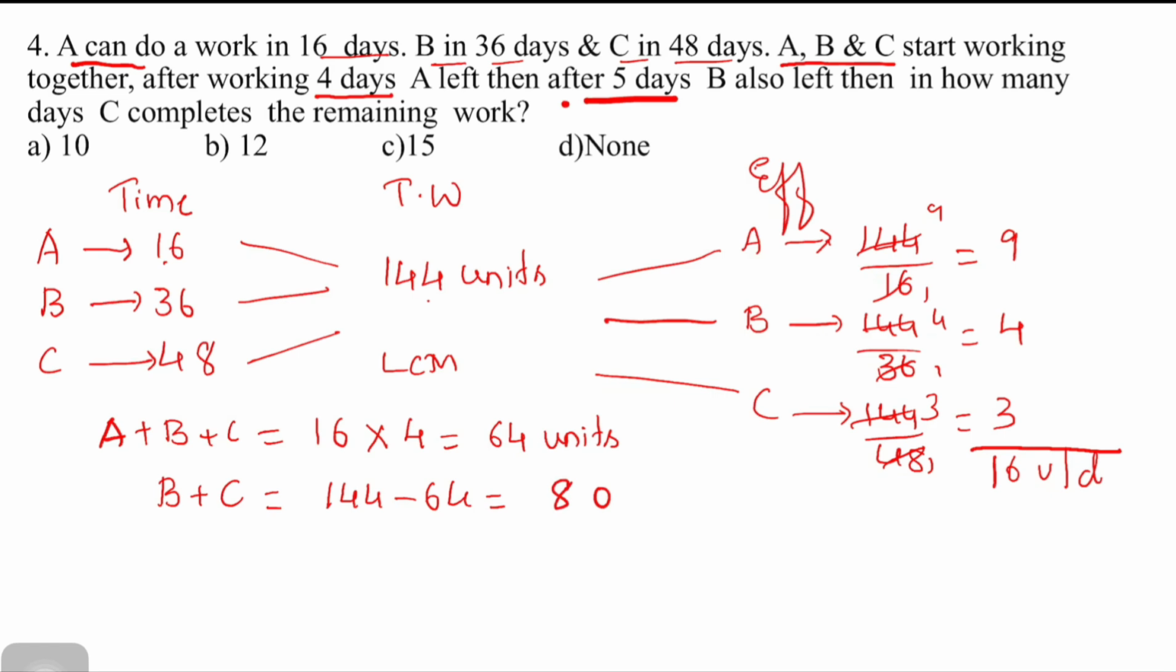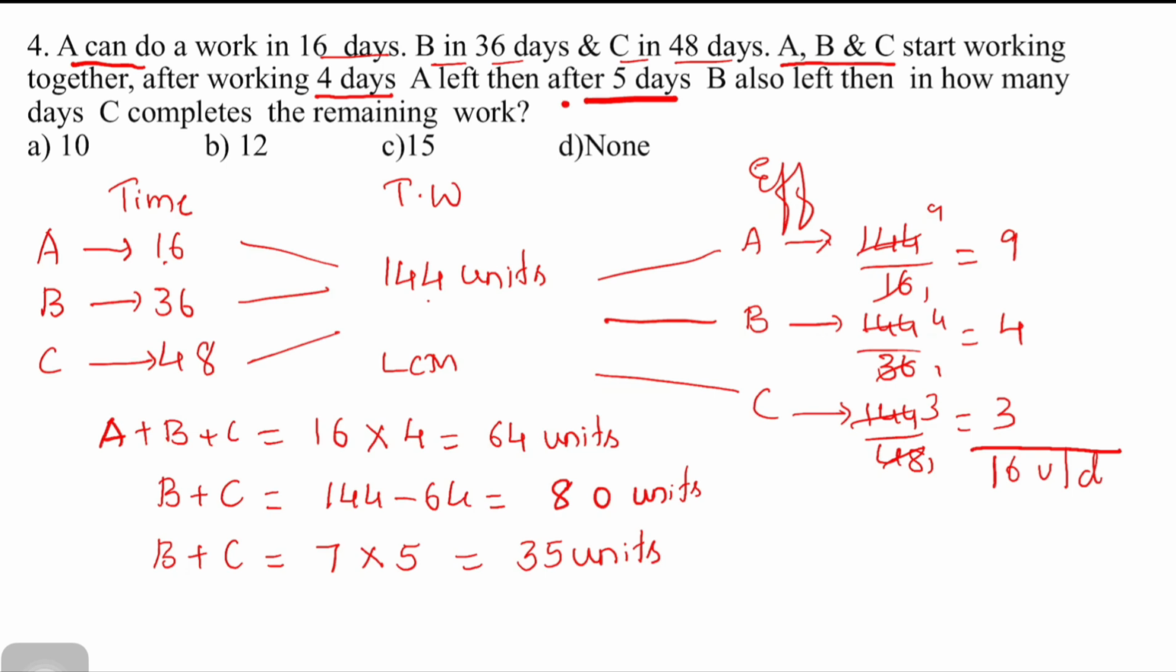So 80 units is the remaining work which B and C have to do. The efficiency of B and C together is 7 units per day. Till 5 days, how much work have they done? 7 fives are 35 units. That means till 5 days, 35 units were completed, because after 5 days B left, isn't it?